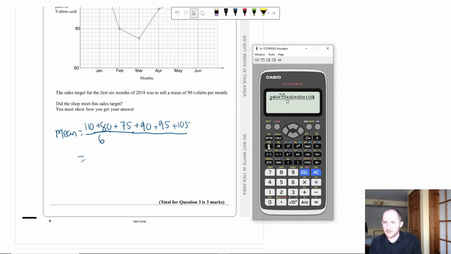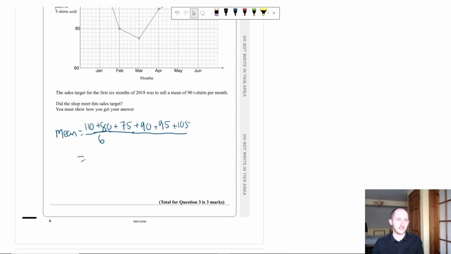Okay, so just check I put the numbers in correctly. 105, 95, 90, 75, 80, 110 over 6. And it gives us an answer of 92.5 t-shirts per month. And it's fine for it to be a decimal number when it comes to the mean, because again, it's an average. It's not actually saying that they sold 92.5 t-shirts, obviously.